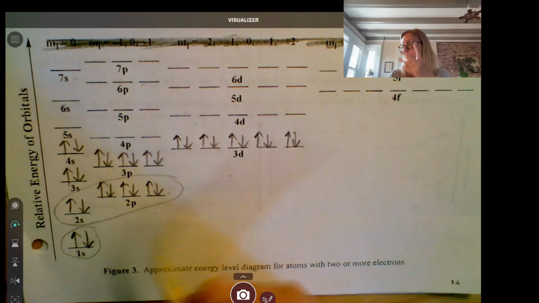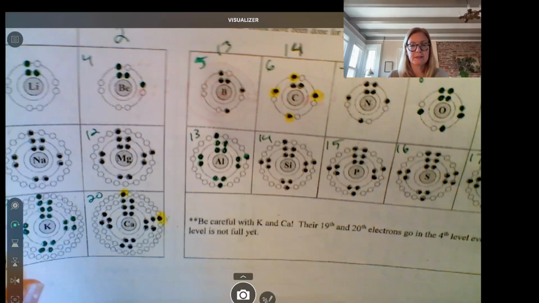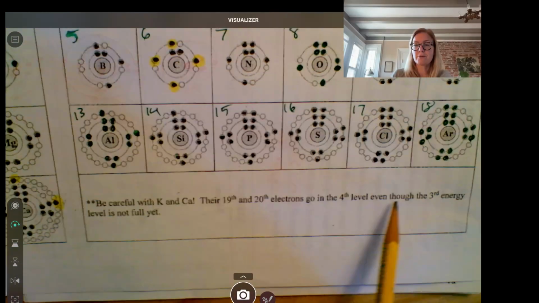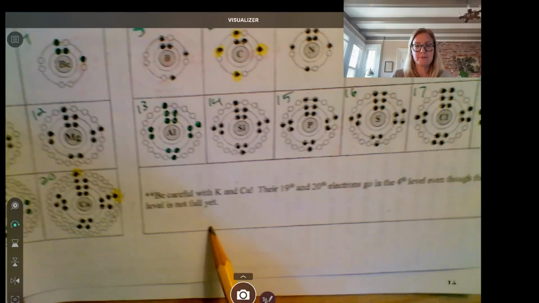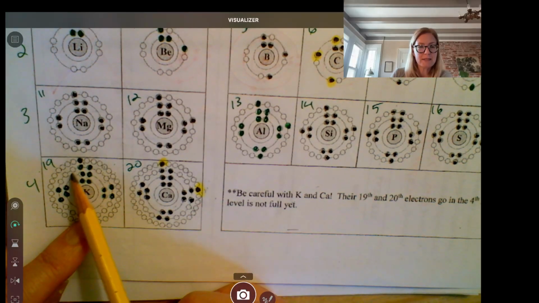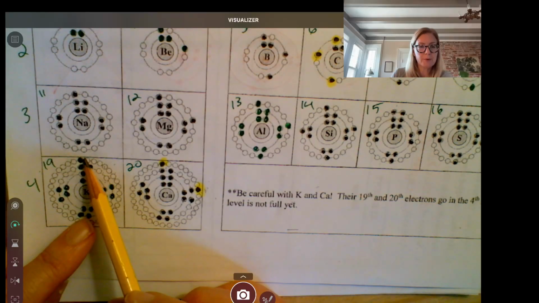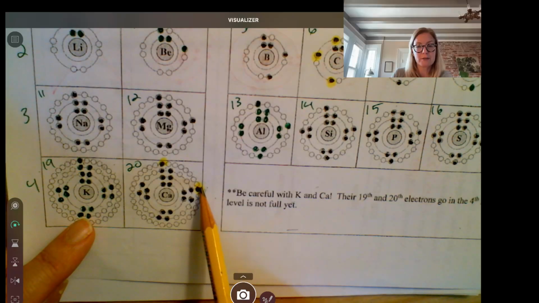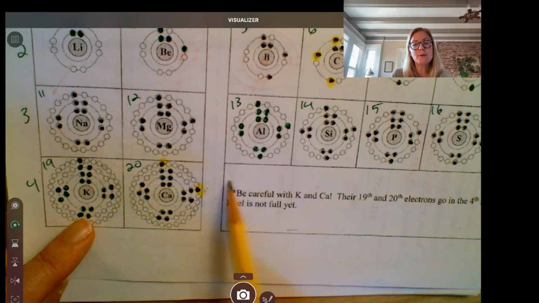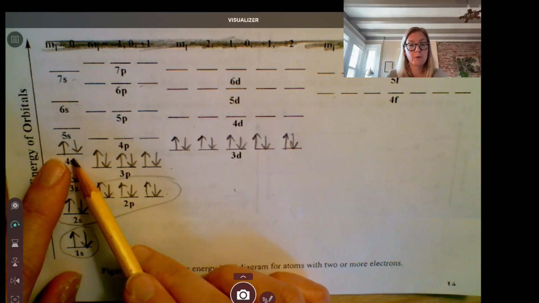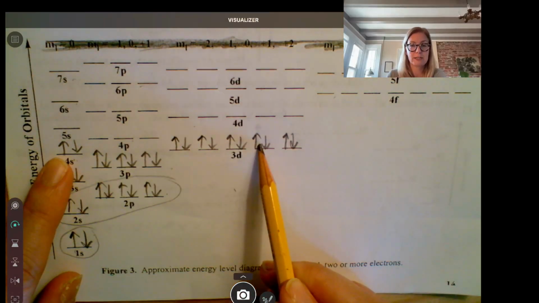And that's why when you look back at this paper, this is not in your packet, this was just one I was showing you, this is why the 19th and 20th electrons go in the fourth level, even though the third level is not full yet, right? So for potassium and calcium, there was still space in the third level, but I jumped up and put one in the fourth level, okay? And then the 20th electron also went in the fourth level. And then if we were to continue, we would go back to the third level, okay? That's what we see happening right here. We put 2 in 4s because it's lower energy than 3d. Then we go back and fill 3d, okay?